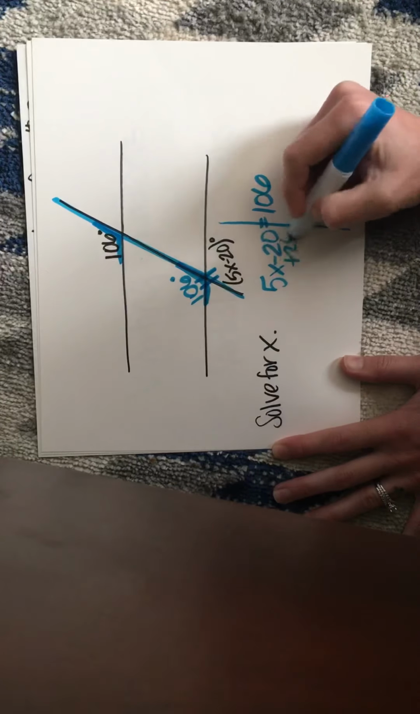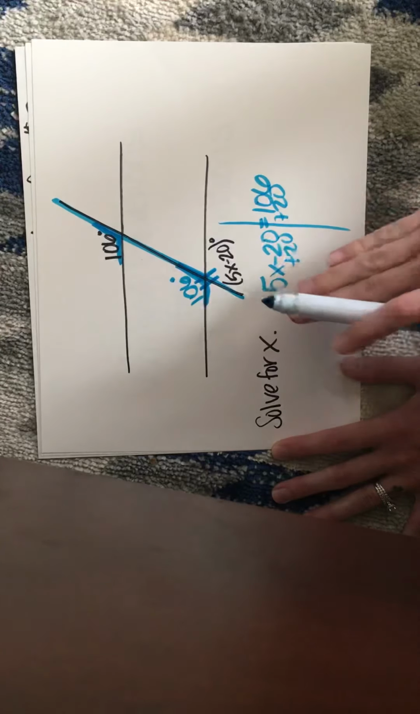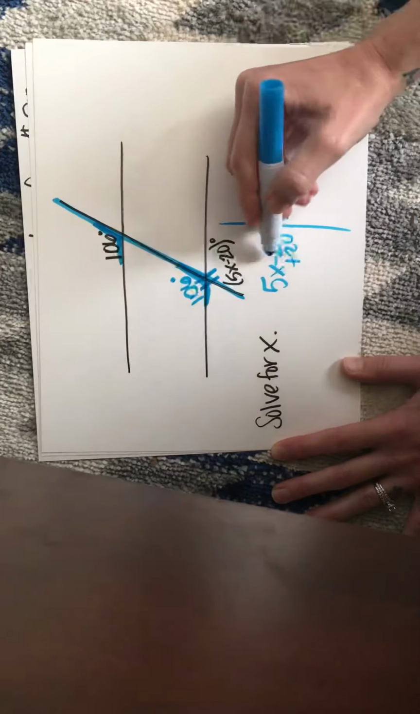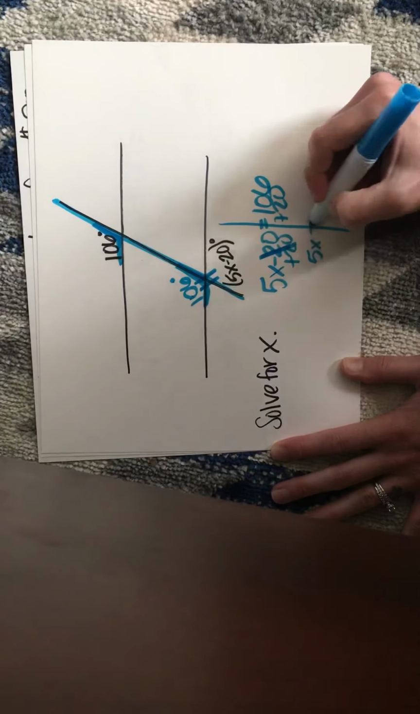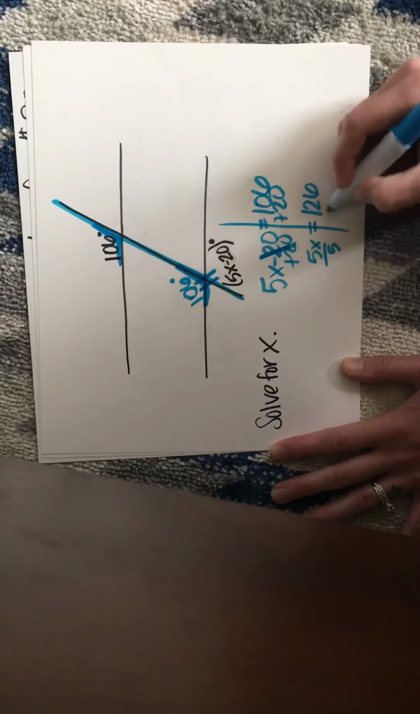We're going to add 20 to both sides because my variable is only on this side, so I don't need to combine it with anything. So I'm going to leave them over there. When I add 20, I'm left with 5x, and this is 126. The last step would be to divide.